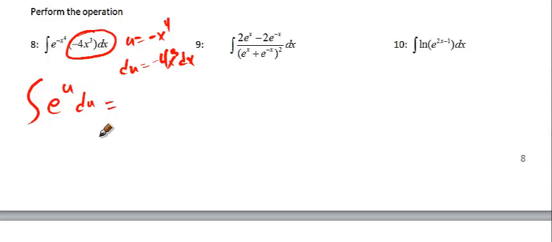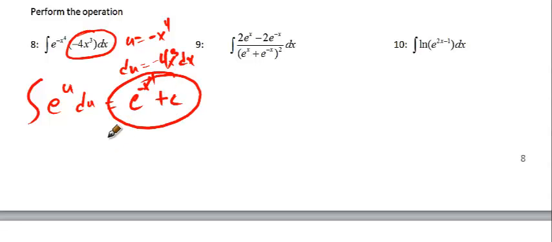Antiderivative of e to the u du is the basic formula. It's just e to the u. So e to whatever u is, negative x to the fourth, plus c. And that's our final answer. If you take the derivative of this, you'll see that it should actually be that.